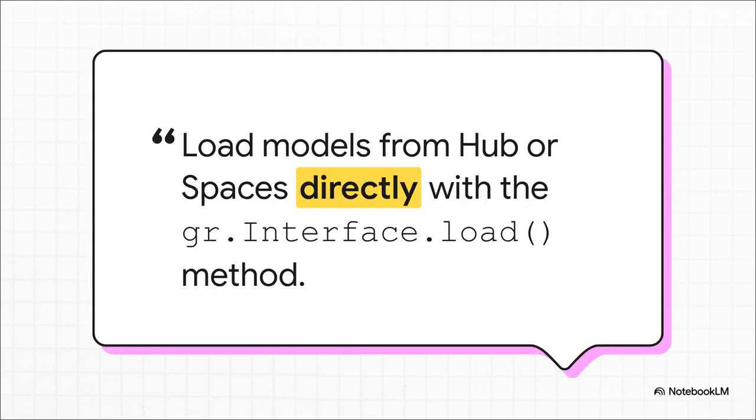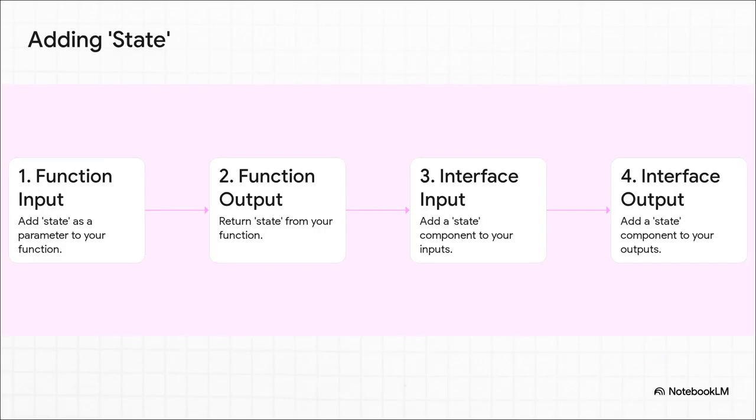And look, for anyone who uses the Hugging Face ecosystem, this is a killer feature. You can literally load a model directly from the hub or from a space with a single command. That tight integration just cuts out so much boilerplate code and friction. It gets you from an idea to a working demo fast. But what if you want to build something more complex, like a chatbot that actually remembers what you just said? Gradio handles that with a concept called state. And even this, which sounds kind of complicated, is boiled down to a pretty logical 4-step process. It makes building conversational apps surprisingly straightforward.